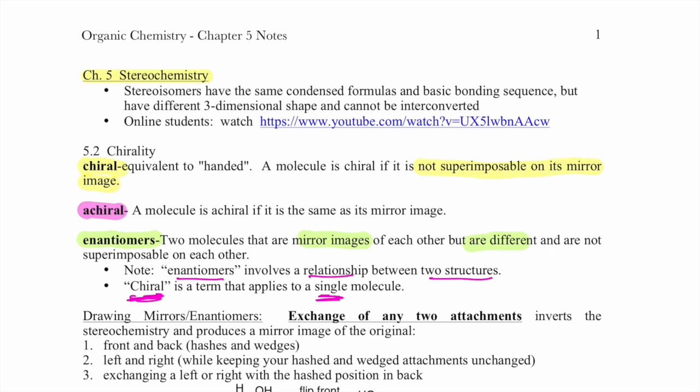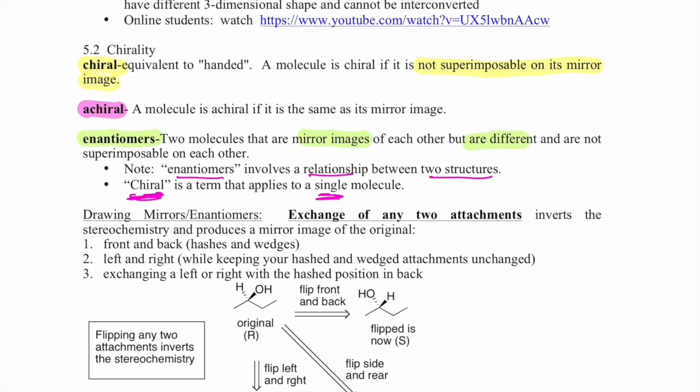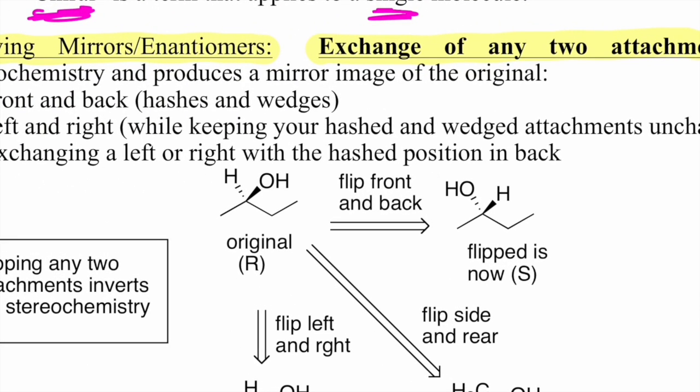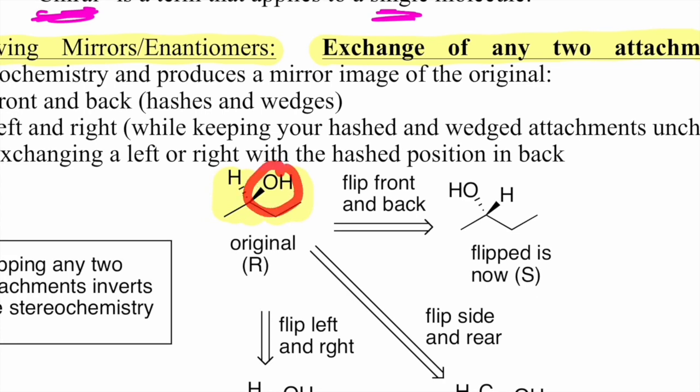So when we're drawing mirrors and enantiomers, the key to this is we can exchange any two attachments, and it inverts the stereochemistry and produces a mirror image. So if we're able to do that, then we are able to make an enantiomer, and I'm going to show you this right below right now. If we start, don't worry about these letters, these S's and R's. We'll talk about that in our next lesson. But if we are discussing this compound right here, I have a hydroxide that's coming at me, I have a hydrogen that's going away from me, and then it's on this butane zigzag shape.